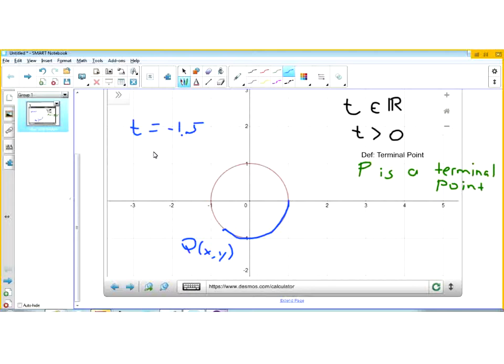All right. Okay, so now, we traverse clockwise, because t is less than 0. All right. Okay. Now, if I were to take one lap around the circle, walk one lap around the circle, I would have traveled 360 degrees. Okay, so 360 degrees, one lap around the unit circle.